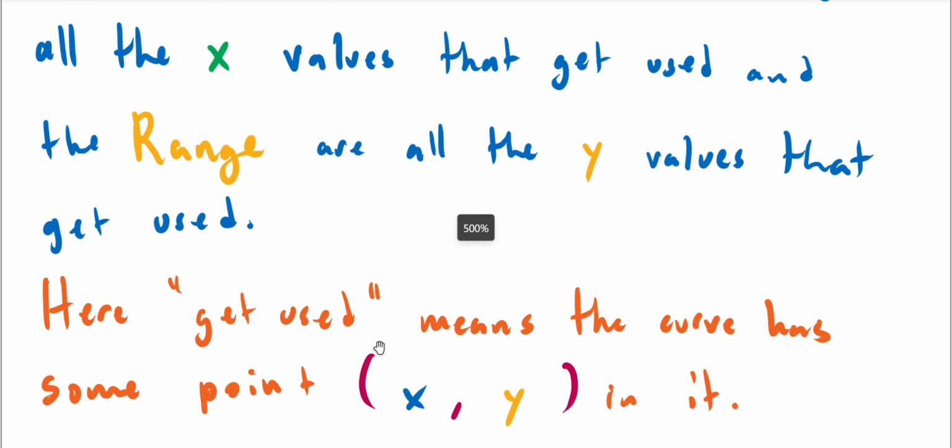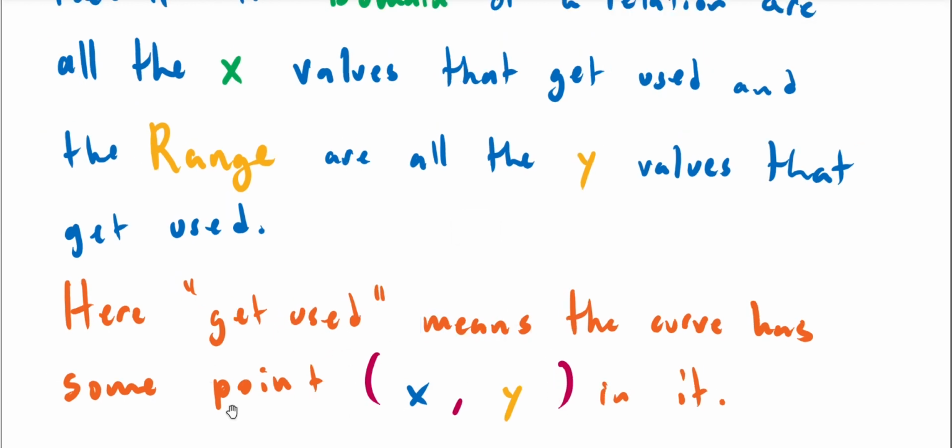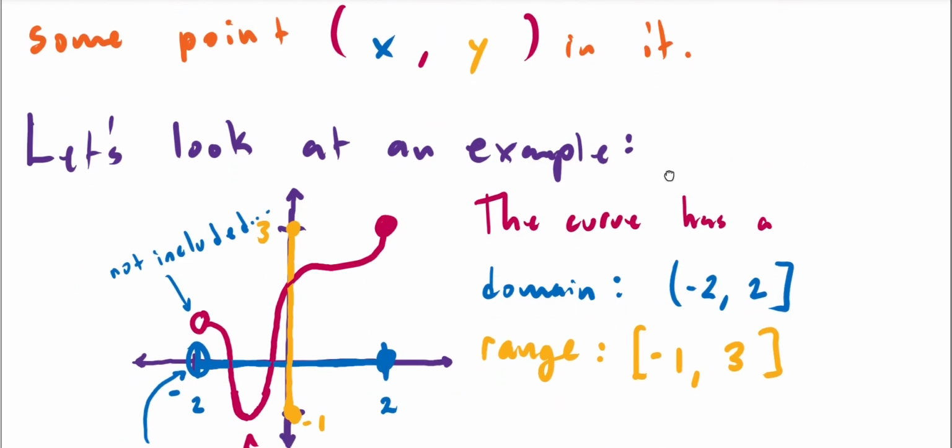So "get used" or "get hit" or anything like that really just means that the curve is going to have some point x comma y in it, or your graph of the relation will have some point x comma y on it. So let's look at an example. Before I make some comments here, let's just break this down.